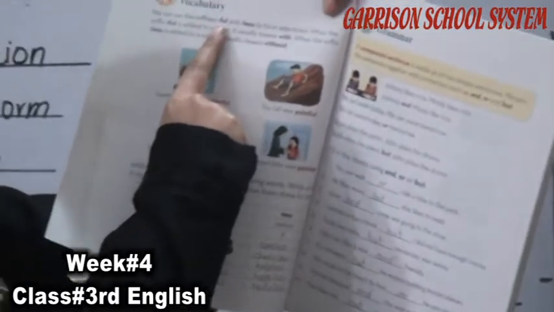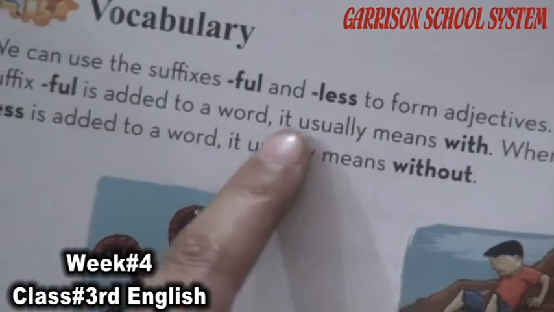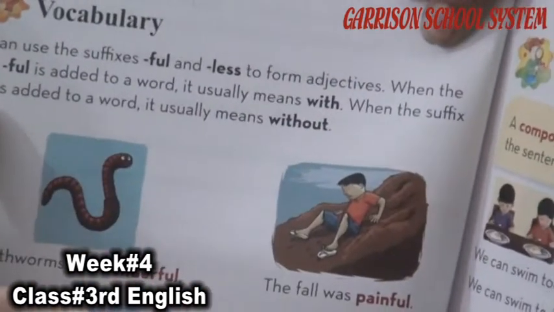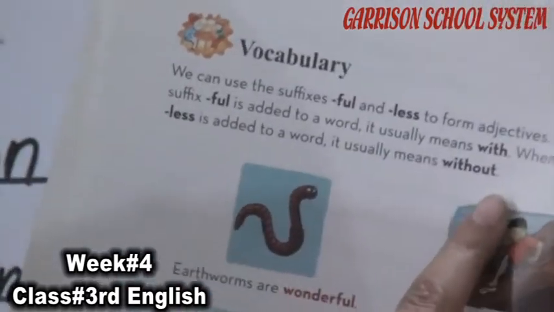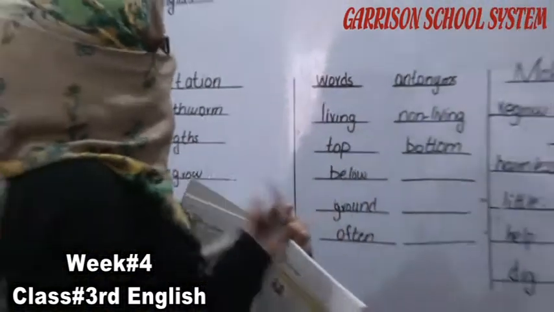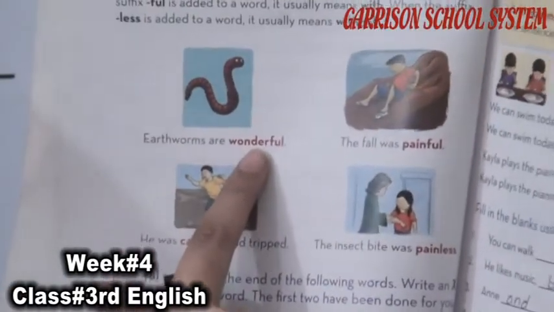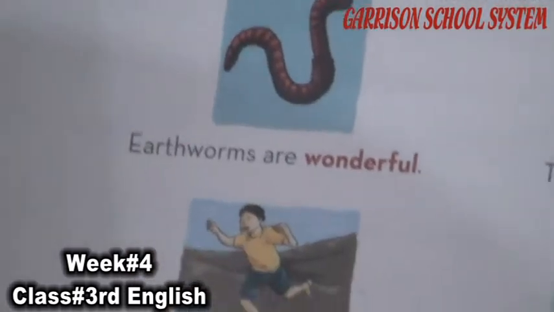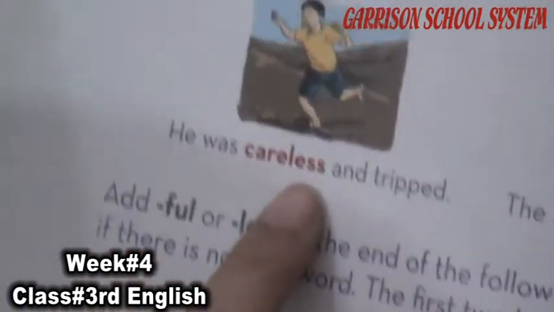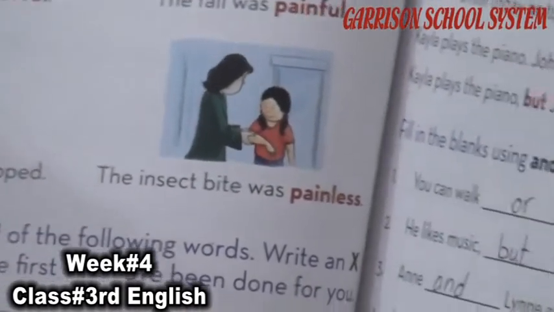We can use the suffix full or less to form adjectives. When the suffix full is added to a word, it usually means with. When the suffix less is added to a word, it usually means without. When we are adding the suffix to make a new word, we use full. But when we talk about something like earthworms are wonderful, it's a phrase, so that's why we add full. But when we talk about a lack of things, we use the word less, like he was careless and tripped. वो कुछ careless है and tripped है. Now this is the exercise, page number 36.